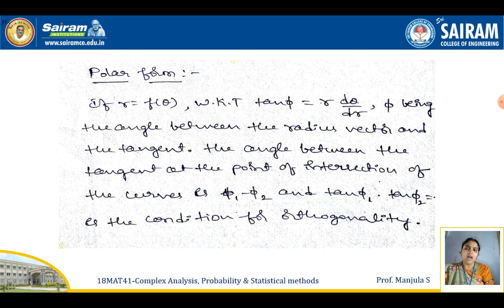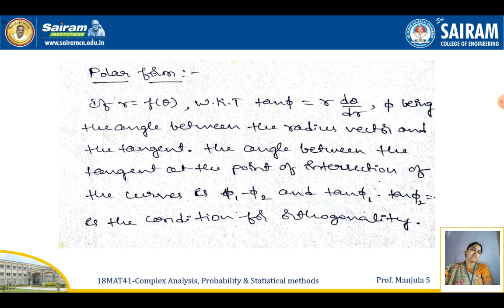If r equals f of theta, we know that tan phi equals r into d theta by dr. Here phi is the angle between the radius vector and the tangent. The angle between the tangents at the point of intersection of the curves is phi 1 minus phi 2, and tan phi 1 into tan phi 2 equals minus 1. This is the condition for orthogonality. So we have to prove this result.